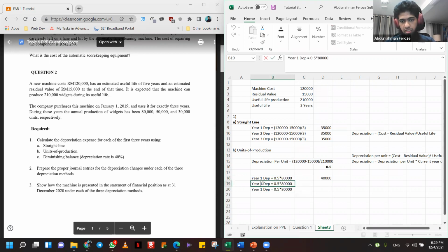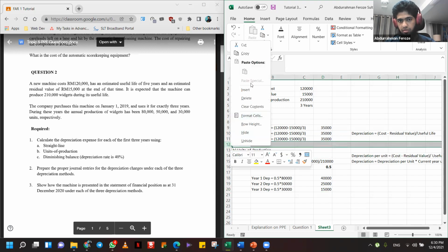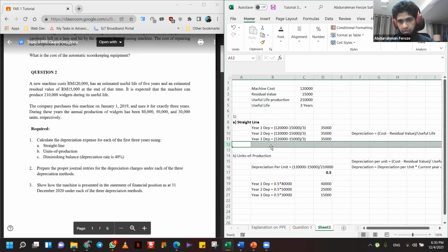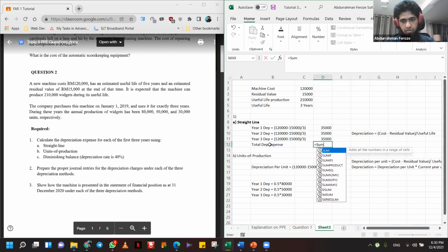And then you have year 2 depreciation. This is 0.5 times 50,000, which is 25,000. And then you have year 3 depreciation, which is 0.5 times 30,000, which is 15,000. So here, wait. Total depreciation expense equals, sorry.